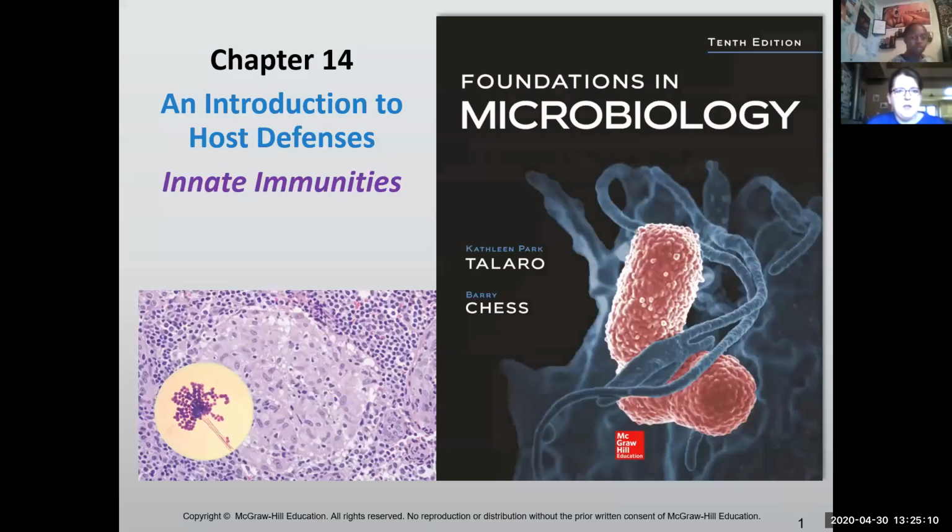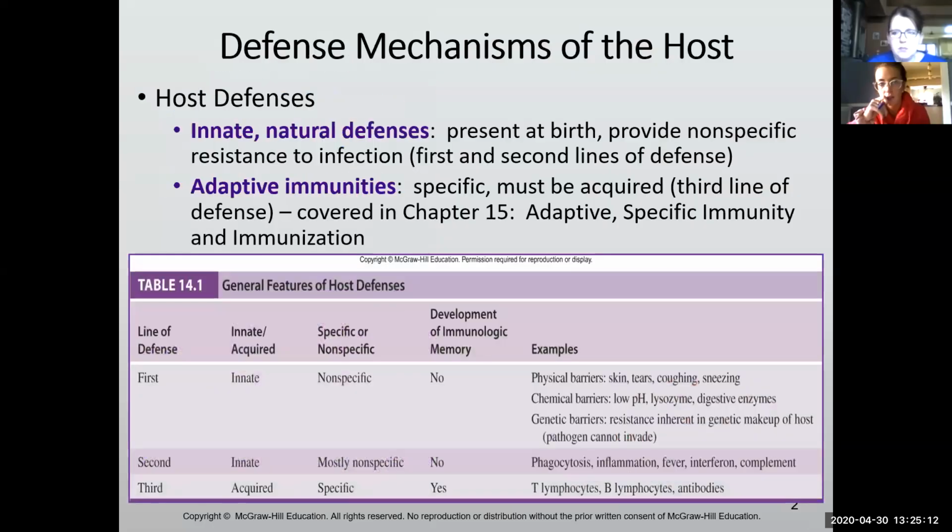So it's basically taking and looking at innate, inborn defenses that you and I have available to us, and that's shown here as the first two lines of defense in the slide. And then this third line of defense is basically chapter 15.